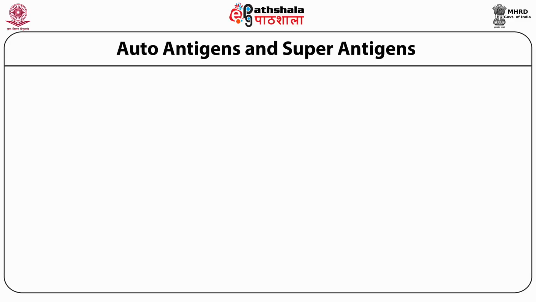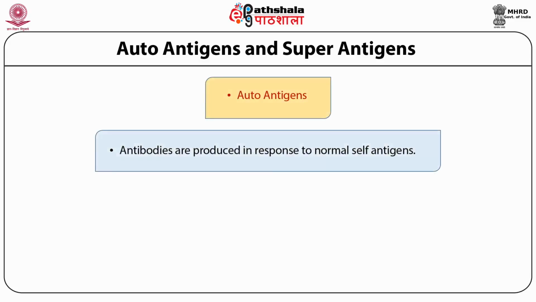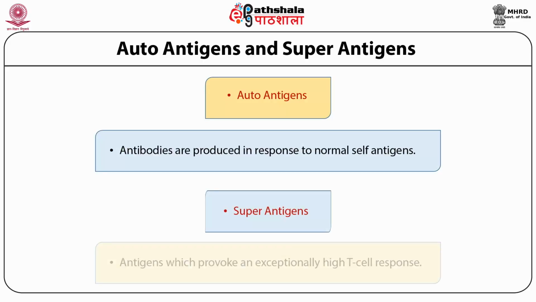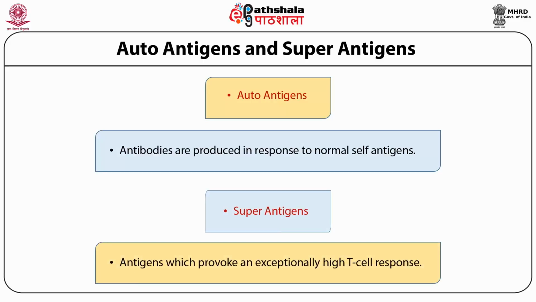Autoantigens and superantigens are two different classes of antigens. Autoantigens are the antibodies produced in response to the normal self antigens, whereas superantigens are antigens which provoke an exceptionally high T cell response.